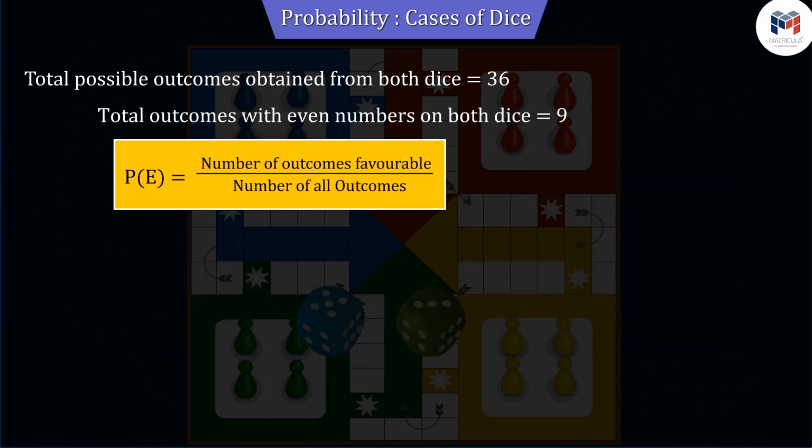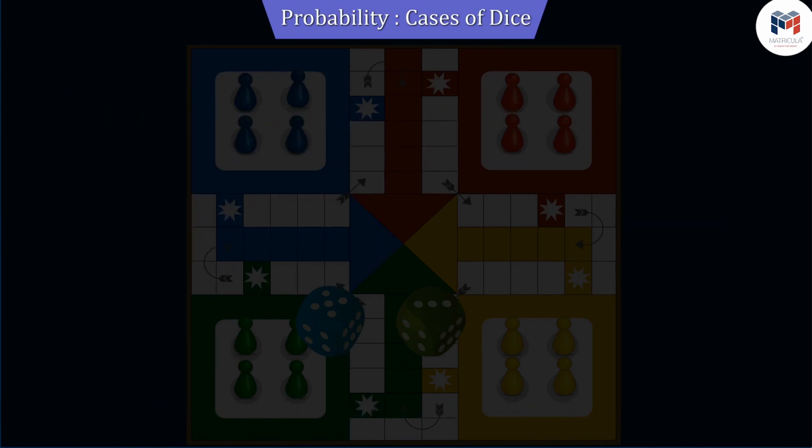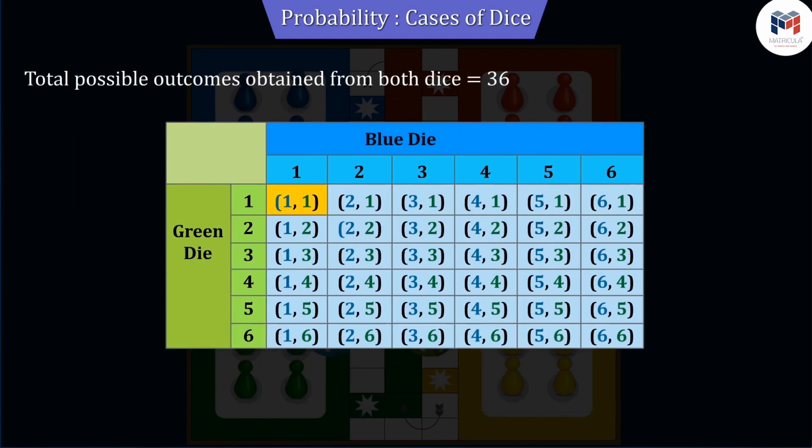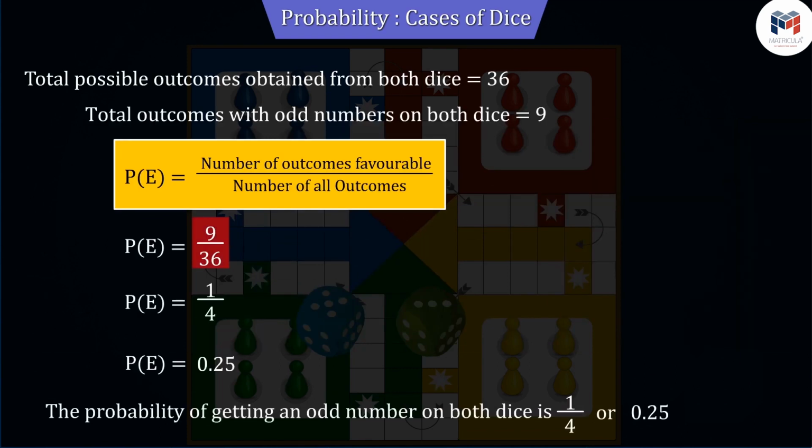So, the probability of getting even numbers on both dice using the probability formula is 9 by 36 or 0.25. Similarly, if we find the probability of getting an odd number on both dice, then it also gives us 9 by 36 or 0.25.